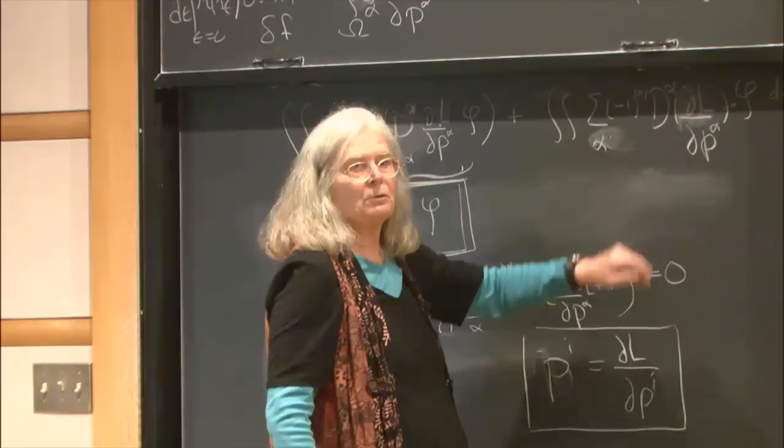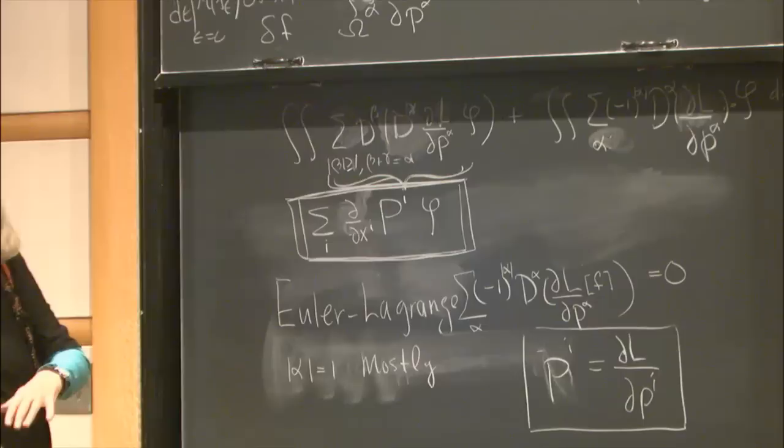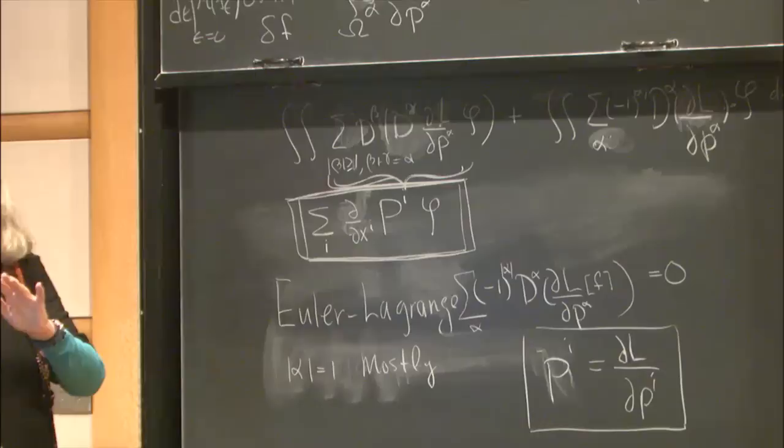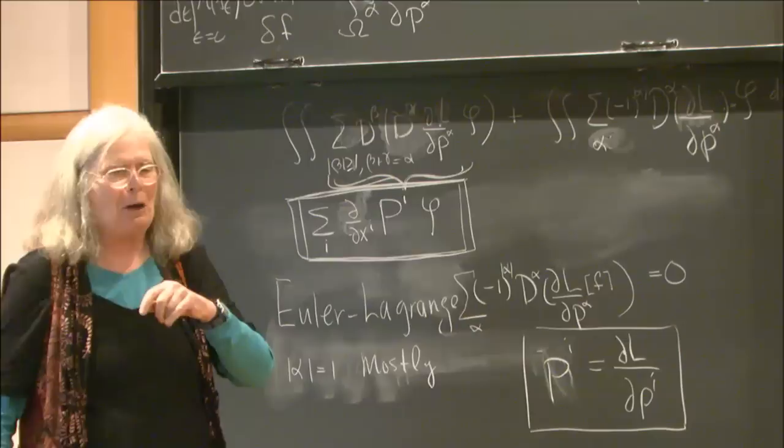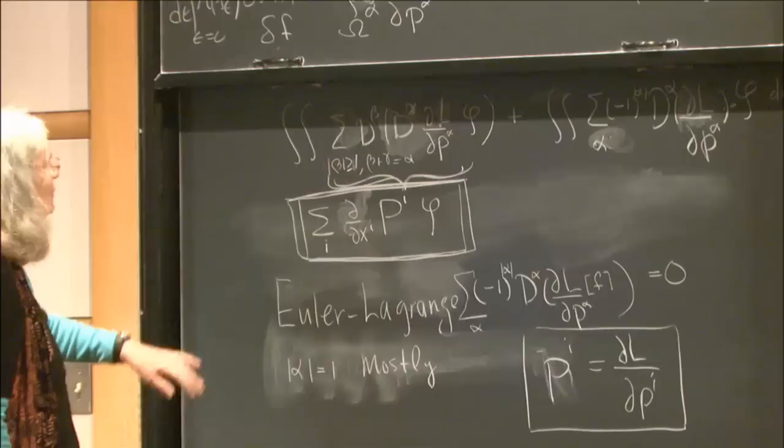So what we do is we say, oh yeah, well, we're taking all variations, so we'll take variations with compact support. Actually, Emmy Noether couldn't take variations with compact support because everything's analytic. But she had her variations disappear up to the order k on the boundary, okay? So this term goes away.